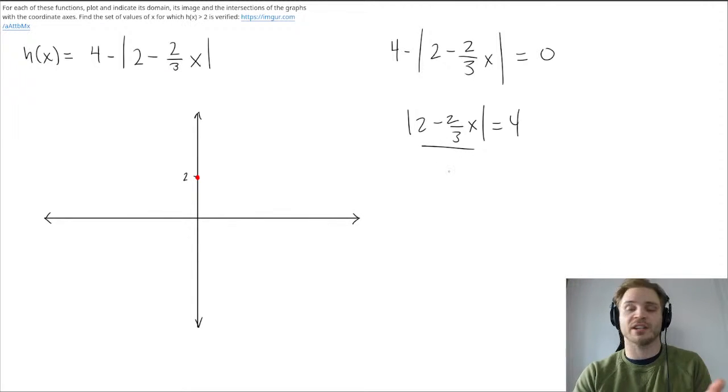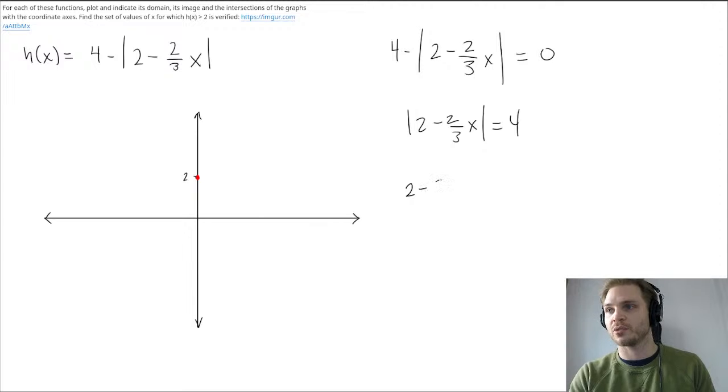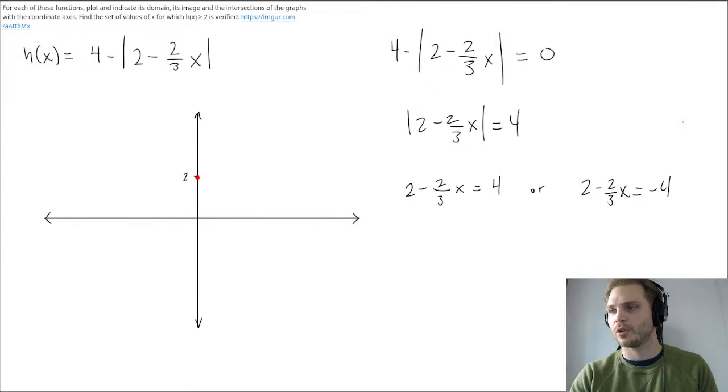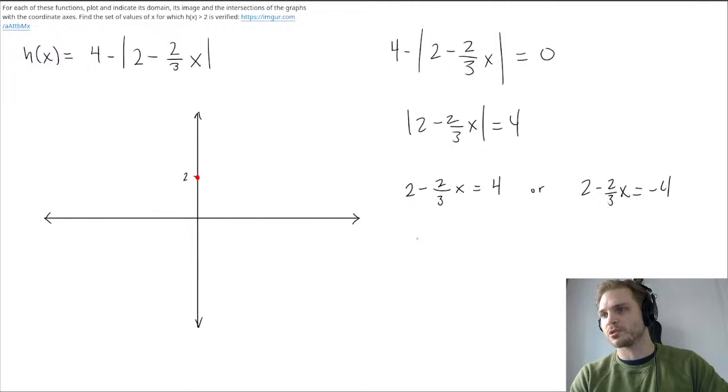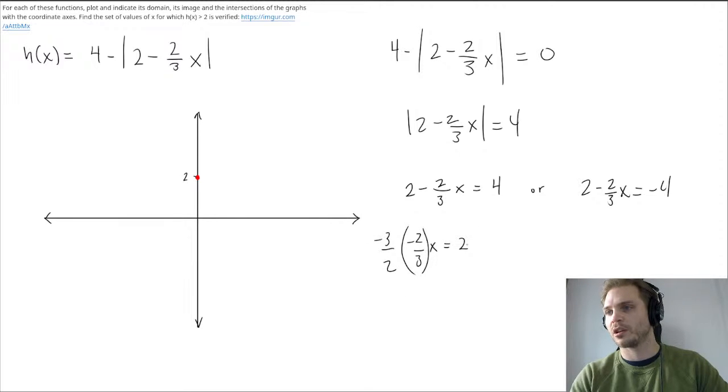Whatever's inside here, its magnitude, the absolute value, is 4, but it could be either positive or negative. So let's write those two equations. That's going to give us two solutions. 2 minus 2/3 x equals 4, or 2 minus 2/3 x equals negative 4. Either way, I'll subtract 2 from both sides and multiply both sides by negative 3/2. So we get this canceling here, and so x equals negative 3.